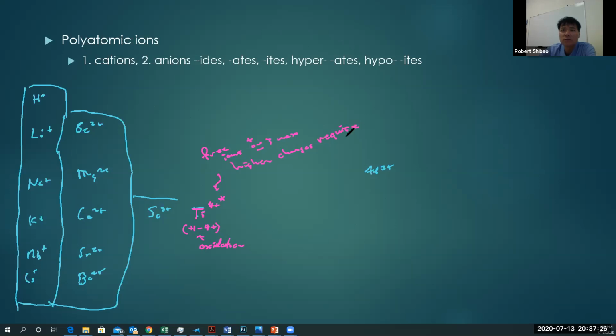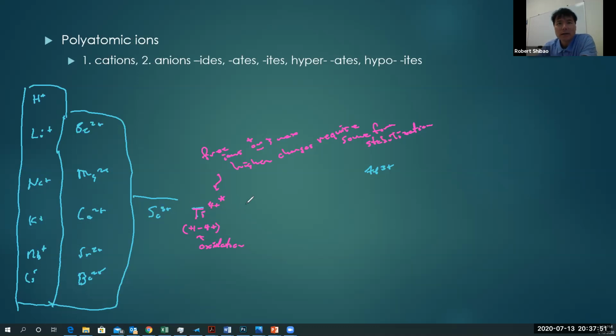Require some form of stabilization, some form of external or internal stabilization. So in order to get titanium in the 4+, it's got to be stabilized by oxygen. And we'll see that later.